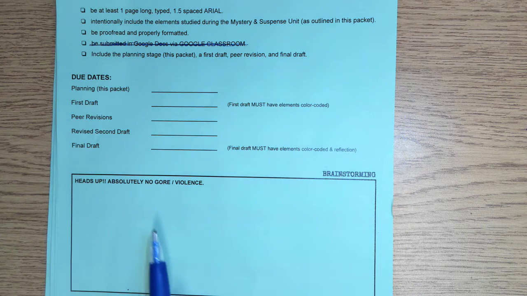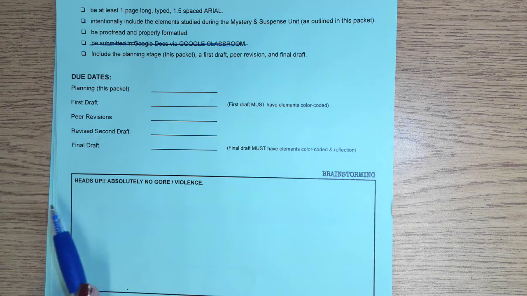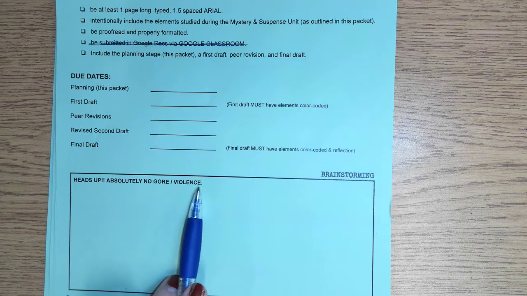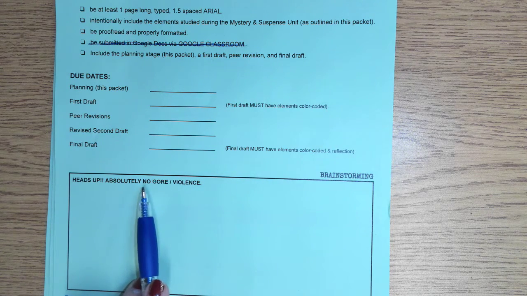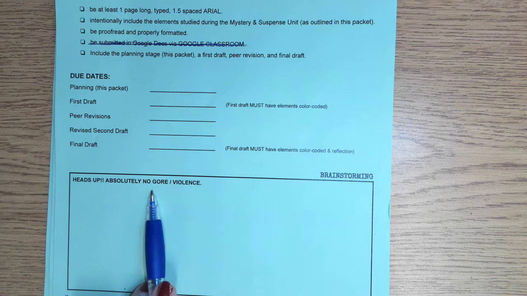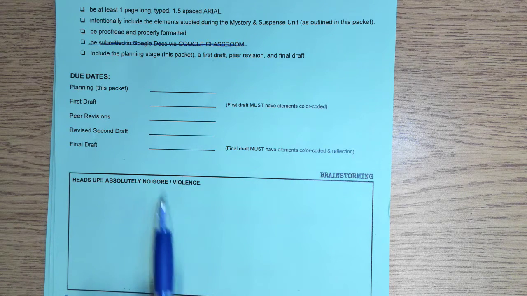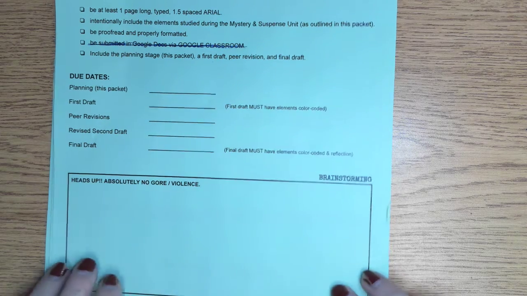is brainstorm some ideas. What are some ideas for your mystery and suspense story? Just fill this space with all the different possibilities. Keep in mind that there may be absolutely no gore or violence. It is possible that a character or two may die. That is all right, but it is not okay for you to include bloody death scenes and violent scenes of any kind. If you have questions about that, please see me.